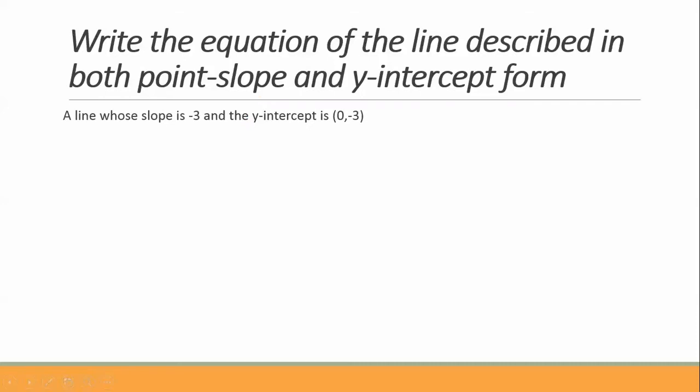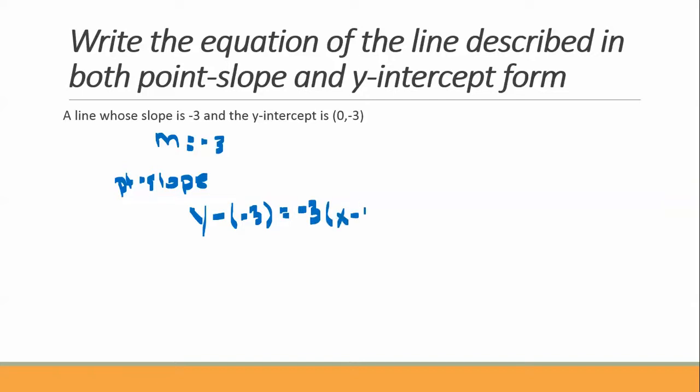We want to write in both point-slope form and y-intercept form for all of these. So our slope, m, is -3, and our y-intercept is (0, -3). So for point-slope, we have y minus -3 equals the slope, which is -3, times (x minus 0). That's point-slope form. And then the only thing you have to do is simplify if you have minus and negative. So that's going to be y + 3 = -3(x - 0).